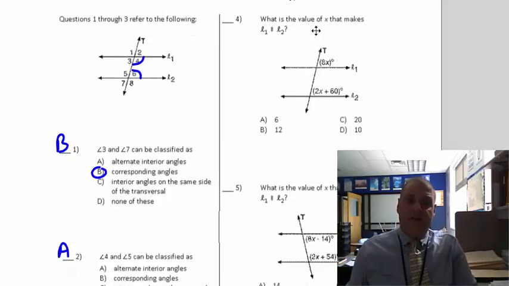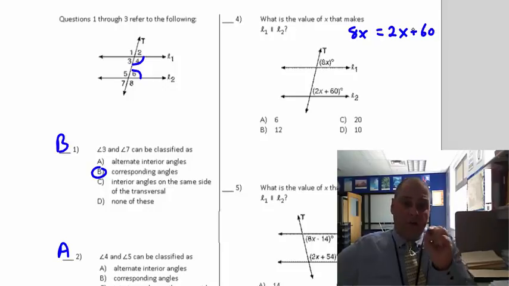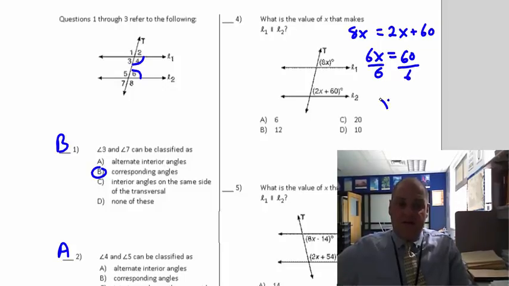All right. What is the value of x that makes L1 parallel to L2? Remember, the lines will be parallel when the corresponding angles, these are corresponding angles, are equal. So we have 8x must equal 2x plus 60. We're trying to find the value of x that will make them equal, and that will be when the lines are parallel. All right, so you just subtract 2x to the other side, 6x equals 60, and then divide by 6. Right, x equals 10. So what is the value of x? It would be just 10. All right, so D.